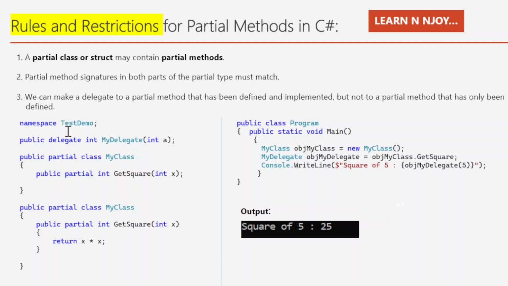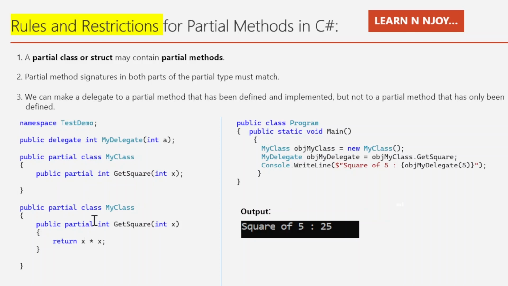Here there is a namespace TestDemo. It has a delegate, MyDelegate. I have defined the delegate signature here: public delegate int MyDelegate(int a). And we have a partial class named MyClass that has a partial method in it, public partial int GetSquare(int index). Here I have written another partial class named MyClass. It has this partial method, but with the implementation also.